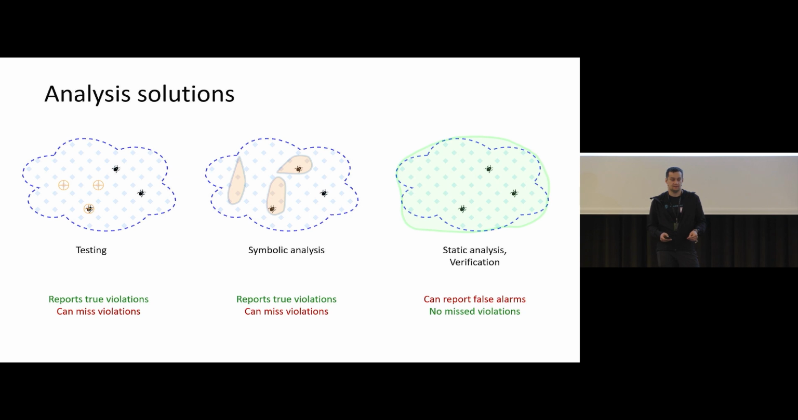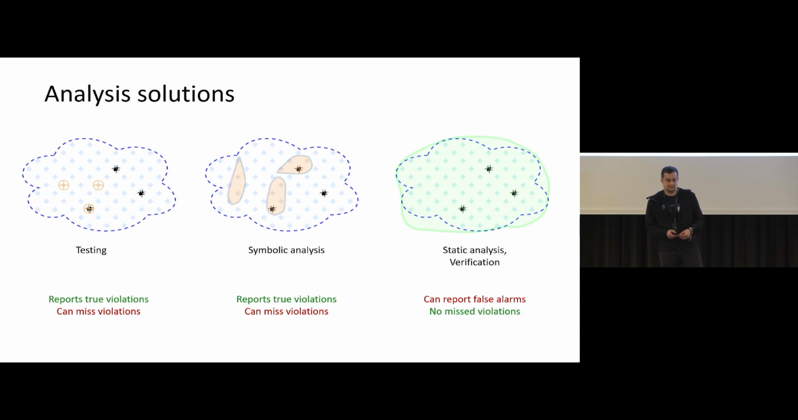But testing can be done in a better way. It's symbolic analysis, right? Where instead of using concrete numbers, you are using symbols. You're going to have higher coverage doing this testing. You see on this cloud, we cover parts, blocks that are much bigger than the test space. And this, of course, can report more violations, but it can also miss some, right?